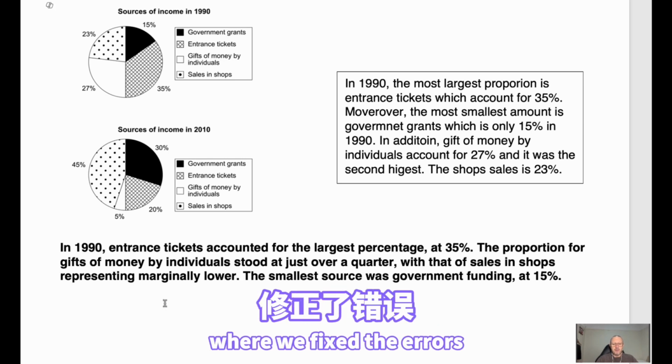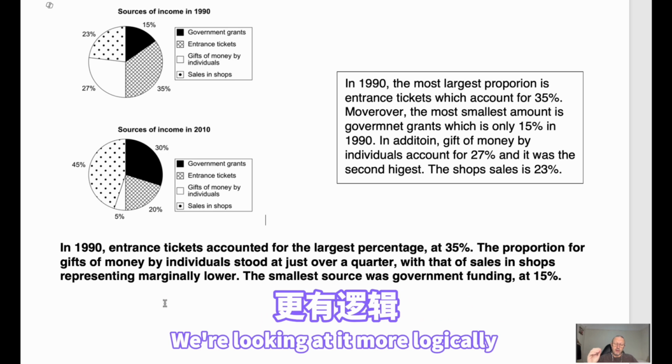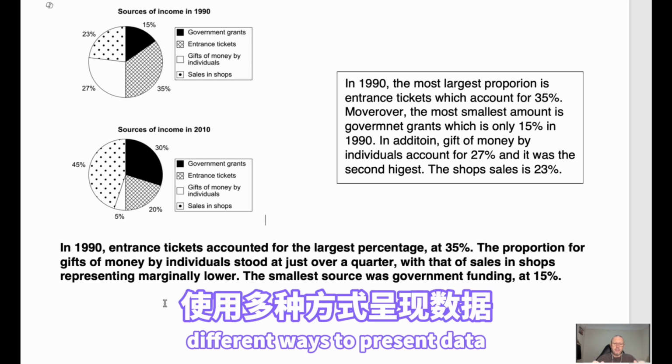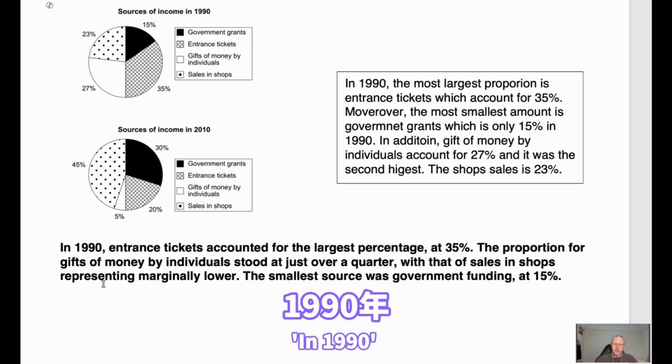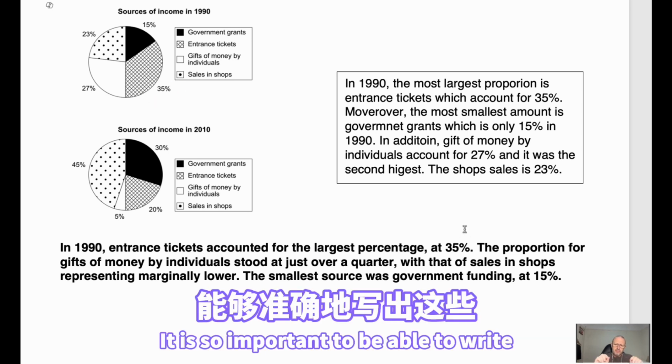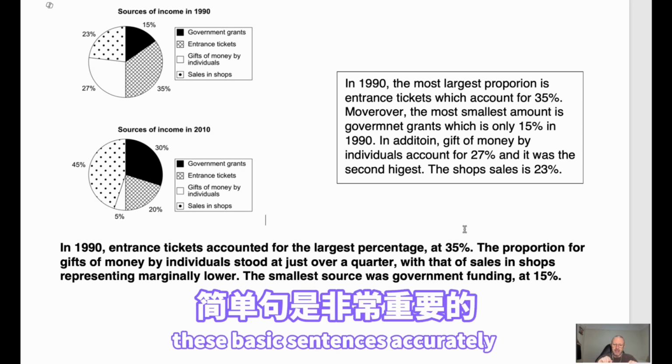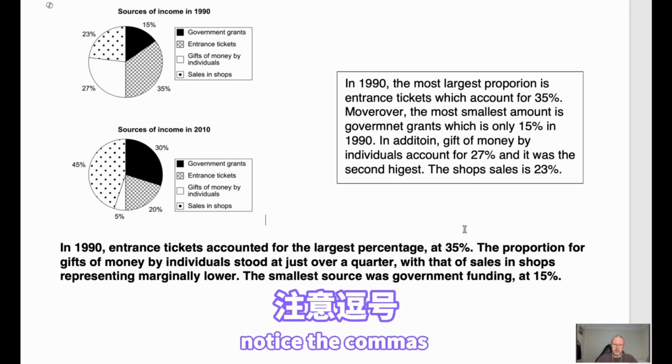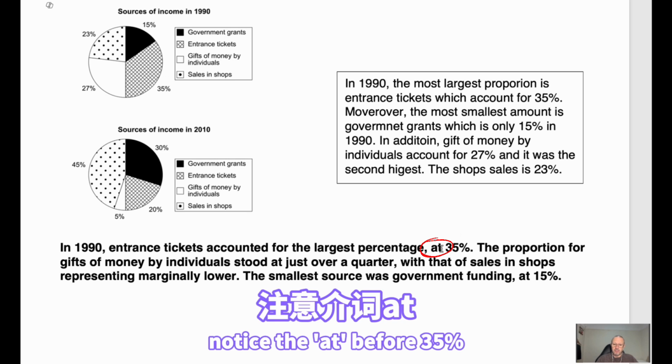So here's a better paragraph where we fixed the errors. We're looking at it more logically, and we're using a couple of different ways to present data. In 1990, entrance tickets accounted for the largest percentage at 35%. It is so important to be able to write these basic sentences accurately. Notice the commas, notice the "at" before 35%.